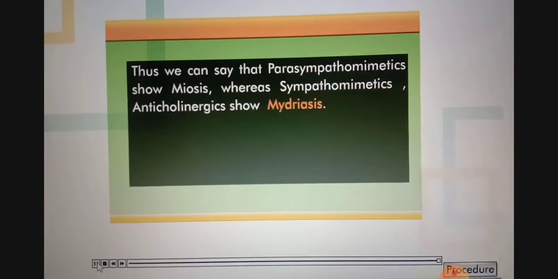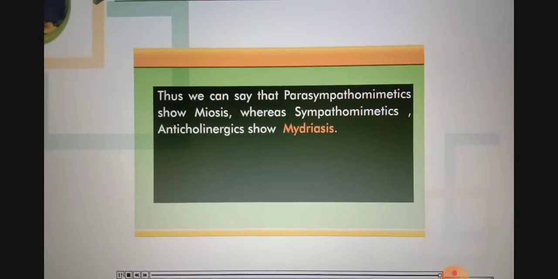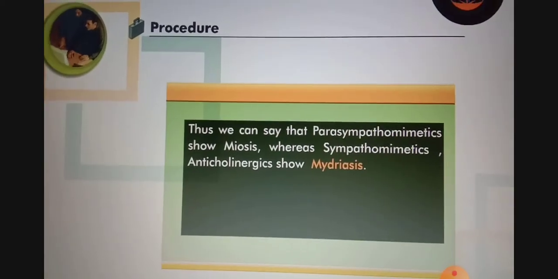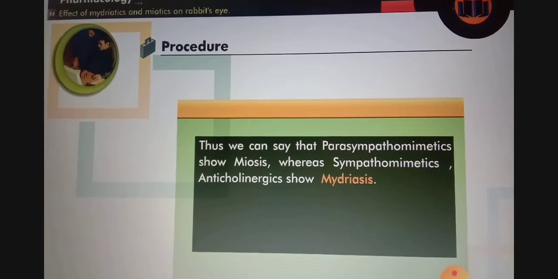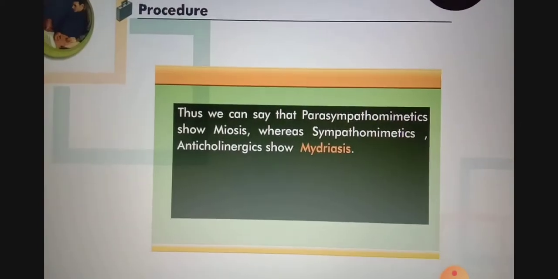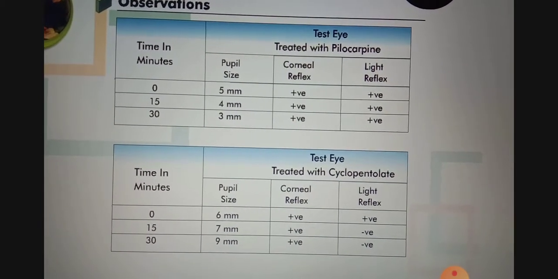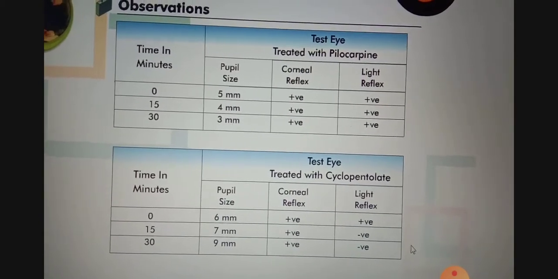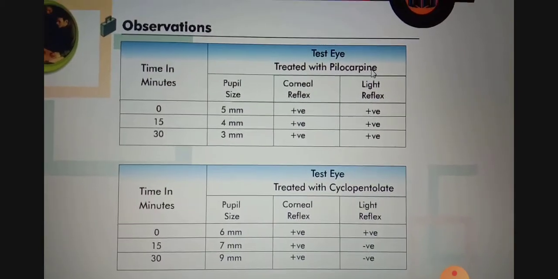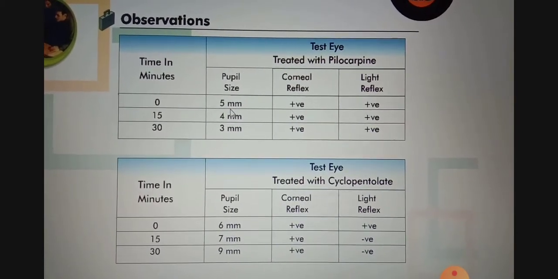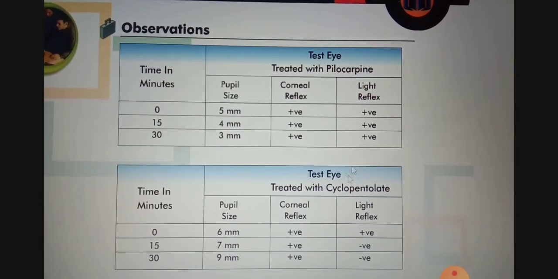So from this procedure you can easily understand the effect of miosis and mydriasis on the rabbit eye. Two reflexes are used for checking this effect: the light reflex and the corneal reflex. Here is the observation table. First is for the pilocarpine drug. If you observe, the size of the pupil has decreased. So this pilocarpine drug is a miotic drug, because it causes a decrease in the size of the pupil. It does not affect the corneal or light reflex.